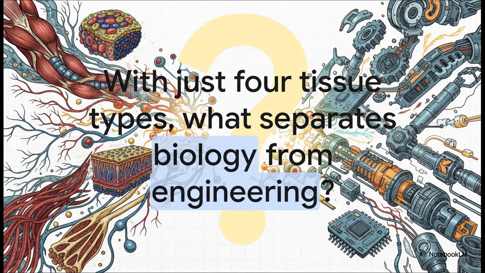The human body is constructed from just 4 fundamental types of material, yet it achieves a level of complexity, adaptability, and self-repair that completely outclasses any machine we've ever engineered. It really makes you wonder, what's the secret ingredient? What's that spark that elevates these simple building blocks into life itself?